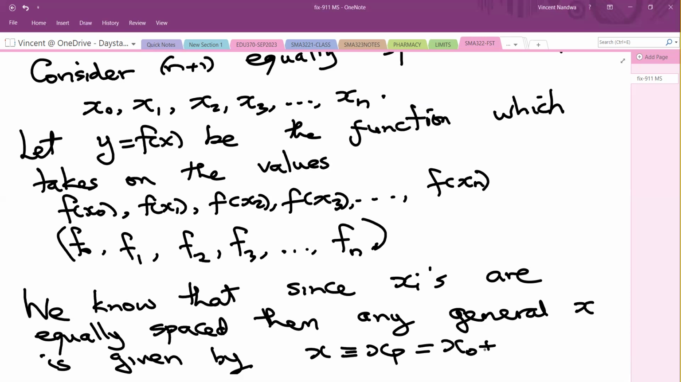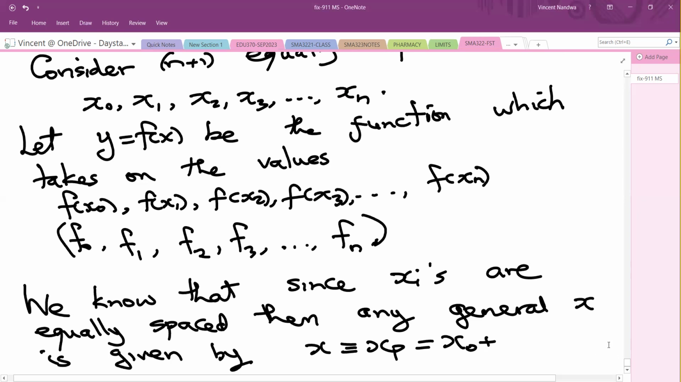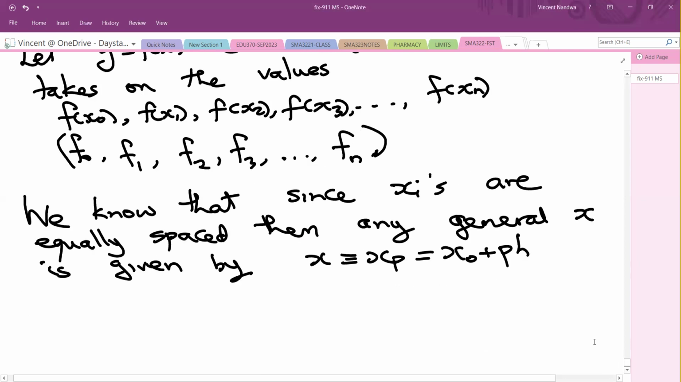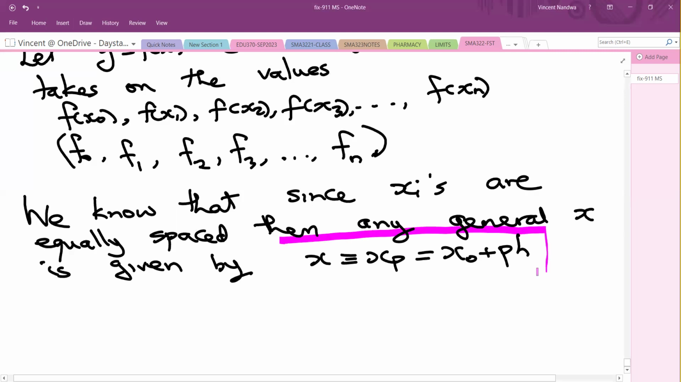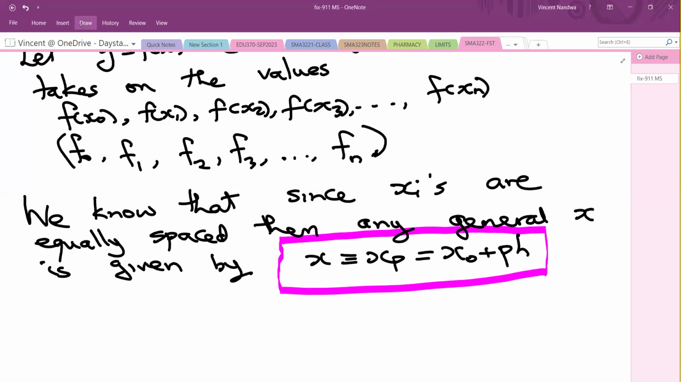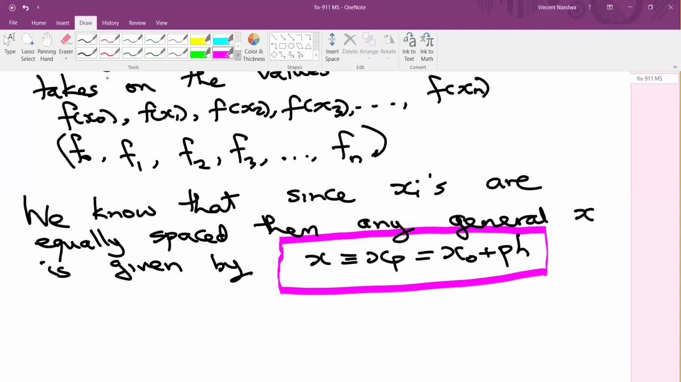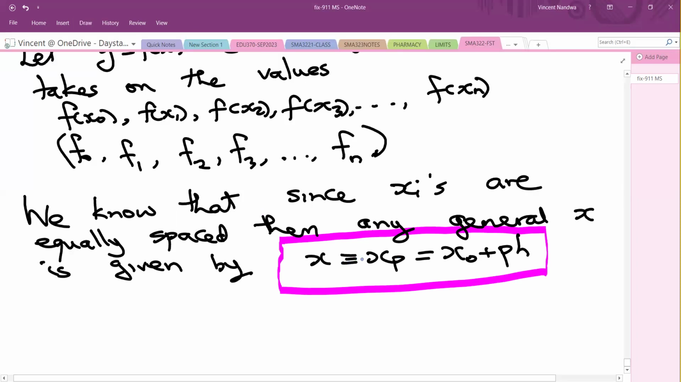From our earlier discussion, x naught plus ph, correct, x naught plus ph. So this is a result that we obtained from our previous class, that for equally spaced mesh points, all other mesh points can be obtained from the first mesh point, x naught. So a general x or x_p is given by x naught plus ph.